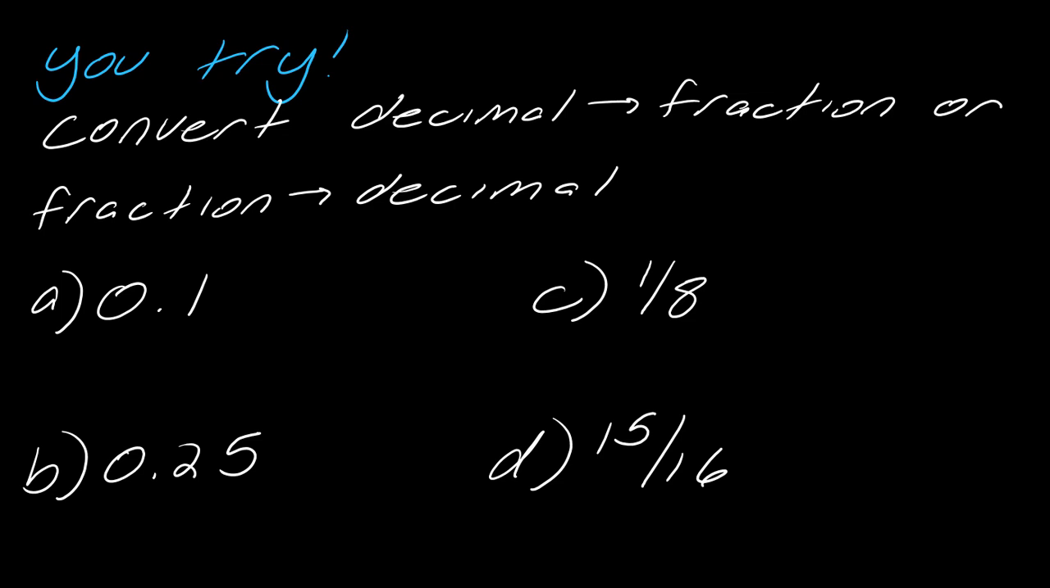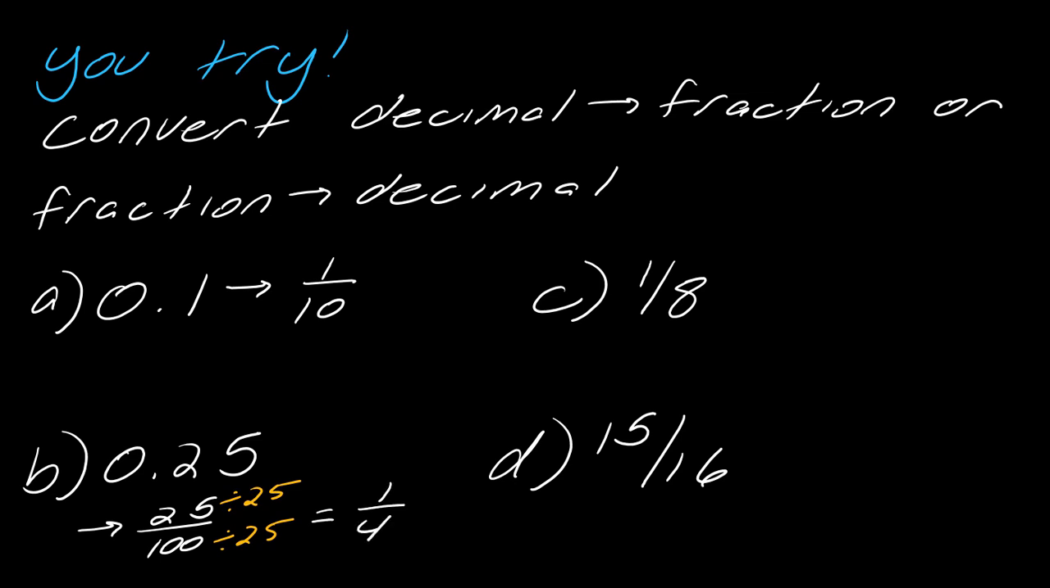Okay, so starting with A here, notice I'm in the tenths column, so this will just convert to 1/10, no problem. And then for B, now I'm in the hundredths column, 0.25, so this is going to convert to 25/100, and you can divide the top and bottom of this fraction by 25. So 25 divided by 25 is 1, 100 divided by 25 is 4, so it's 1/4.